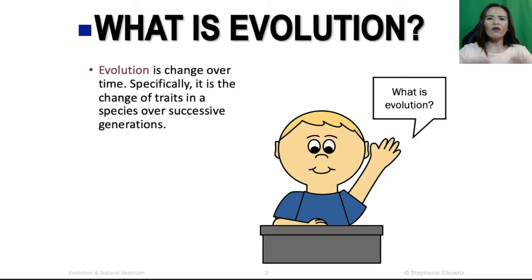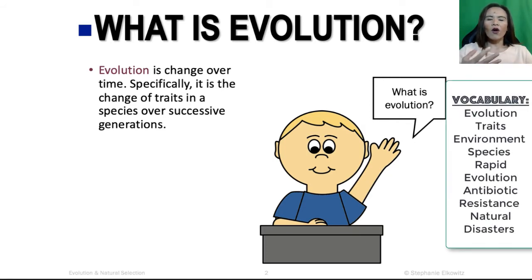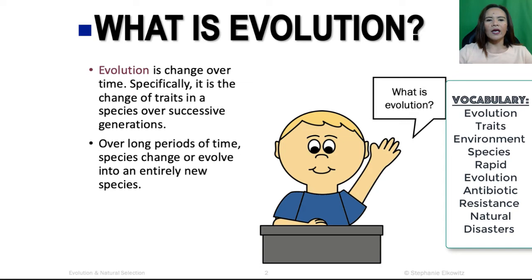Now, what is evolution? Evolution is a change over time, specifically the change in traits of organisms as they evolve in successive generations. So our focus today is evolution and the vocabulary: evolution, traits, environment, species, rapid evolution, antibiotic resistance, and natural disasters. This is not happening right away. It needs a long period of time for species to entirely evolve into a new species. And therefore, they start branching out.